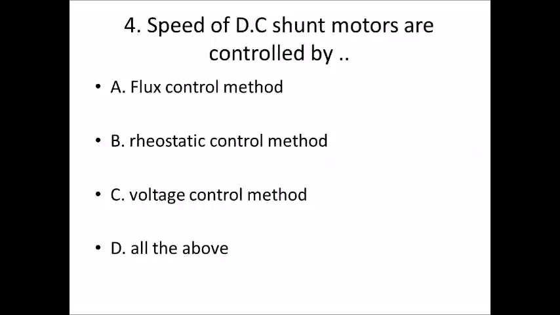Fourth bit. Speed of DC shunt motors are controlled by dash. Option A, flux control method. Option B, rheostatic control method. Option C, voltage control method. Option D, all of the above. Answer guess cheyandi. Answer వచ్చేసి option D, all of the above.